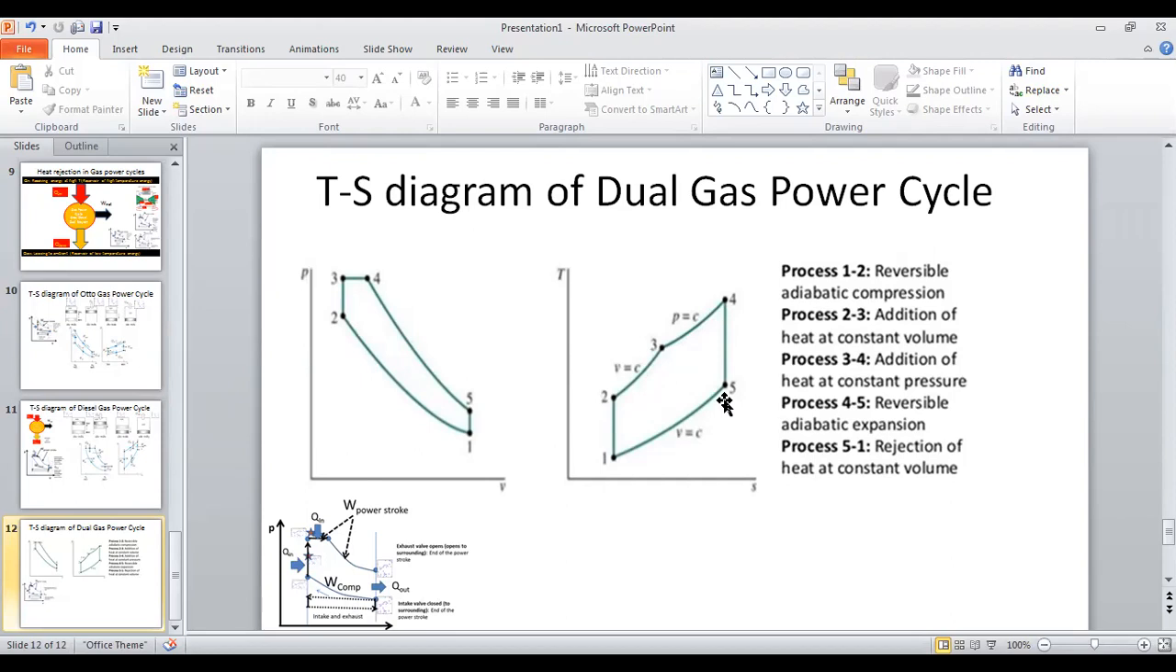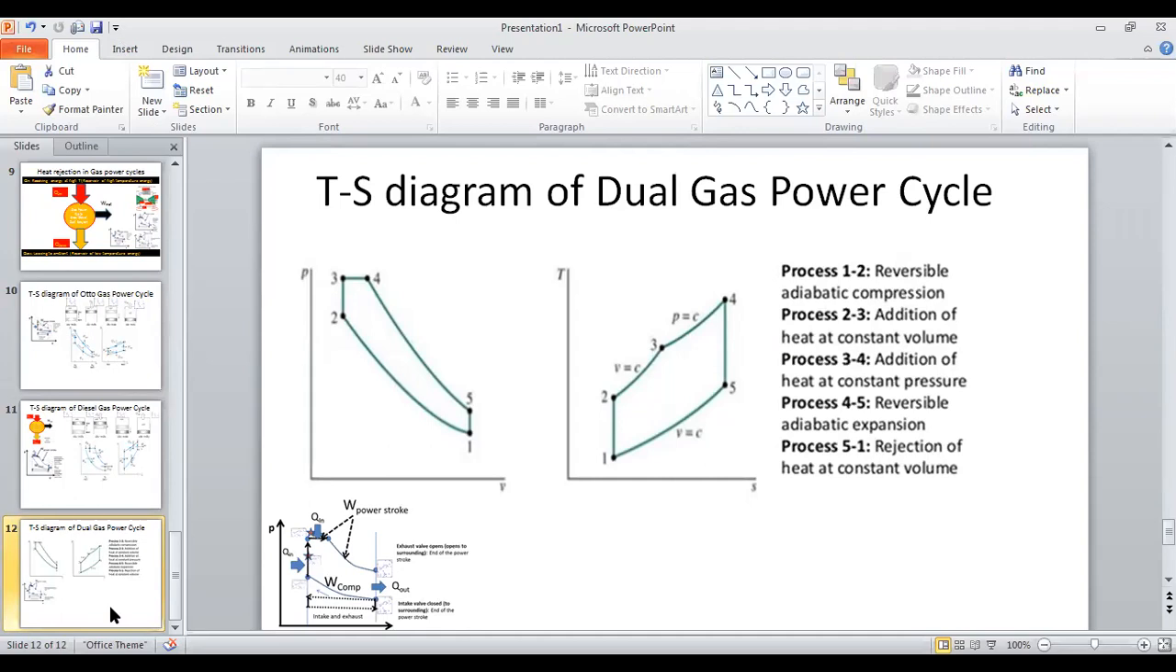That is W out. 1 to 2 is W compression. And 5 to 1 is the constant volume heat rejection through the exchange of intake and exhaust with the atmosphere. So that's how it is. I hope it is okay. So this is the TS diagram of the dual cycle, or dual gas power cycle.